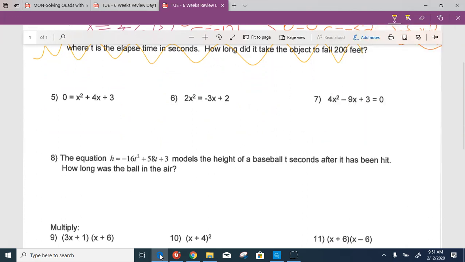So now I have 0 equals x squared plus 4x plus 3. So let's follow the standards for solving this quadratic. Does it equal 0? Yes. Does it have all 3 pieces? Yes. Let's identify those pieces. A equals the 1x squared that I have. B equals the 4x that's shown, positive 4x. And C equals the positive 3 that's attached at the end.